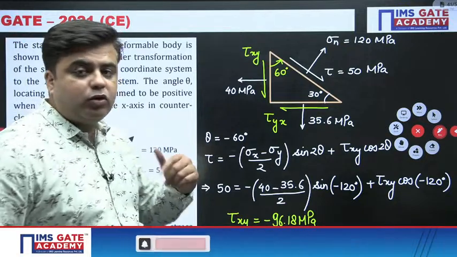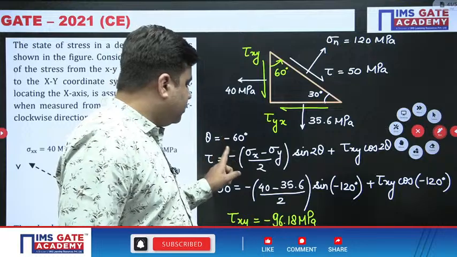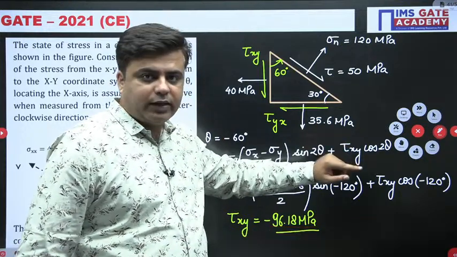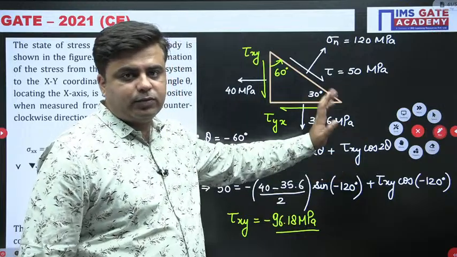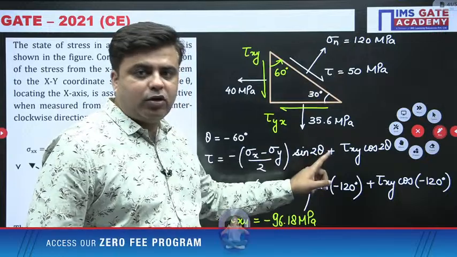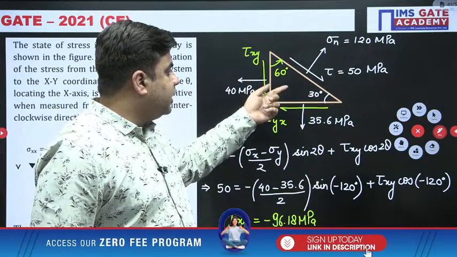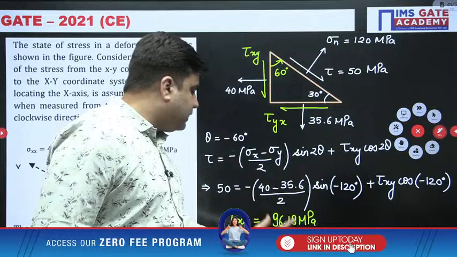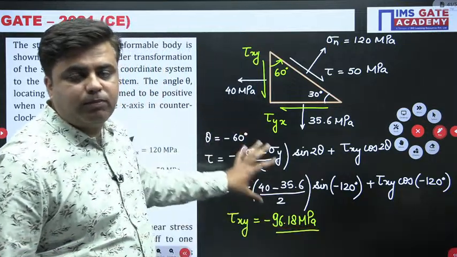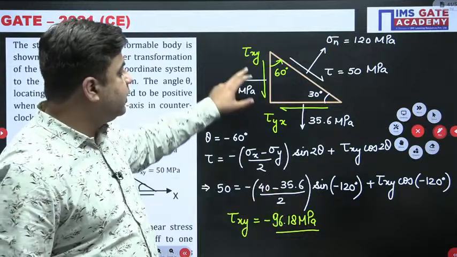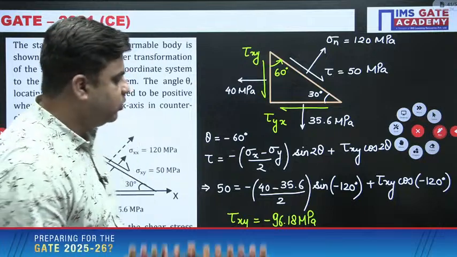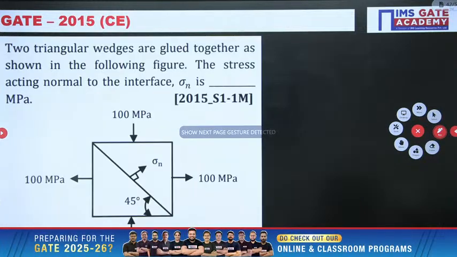Now, what I want to say here is, this equation assumes the direction of tau xy as clockwise on the reference plane. But here tau xy is acting in the anti-clockwise direction, so obviously you will get a negative answer. In this question, you have to simply report the magnitude of tau xy. So, tau xy is 96.18 megapascal. Okay, let's move ahead with this.